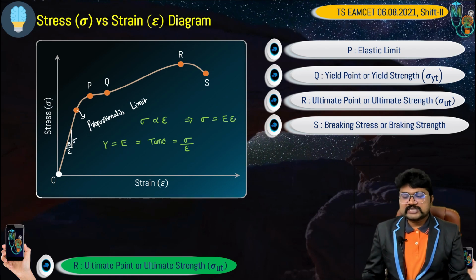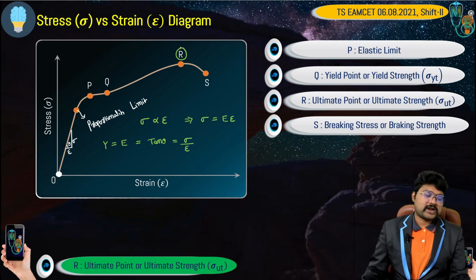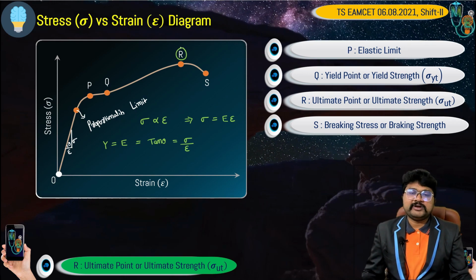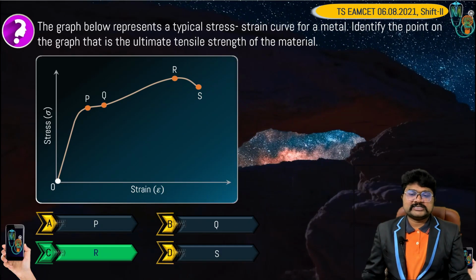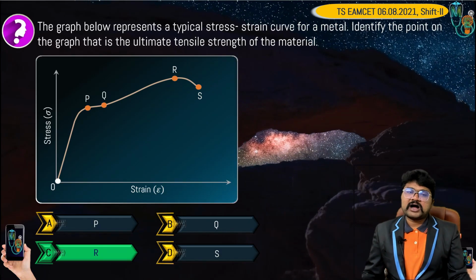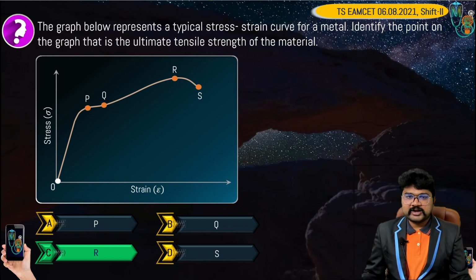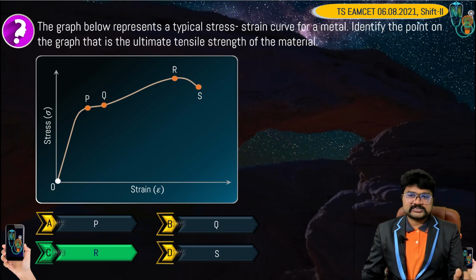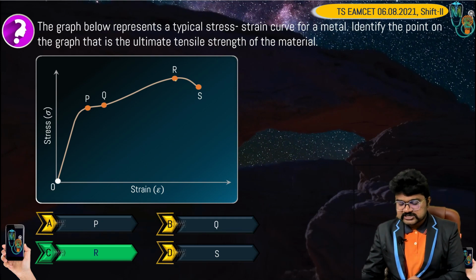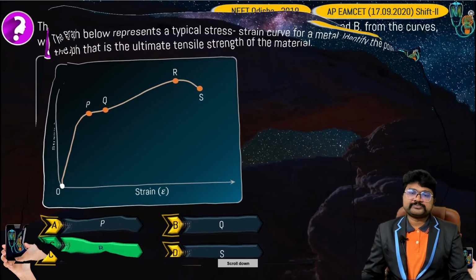And here what is asked? The point R is the ultimate point or ultimate strength or ultimate stress, the maximum stress that is recorded in the tensile test. The answer to this question: the point R represents the ultimate point or ultimate strength of the material.